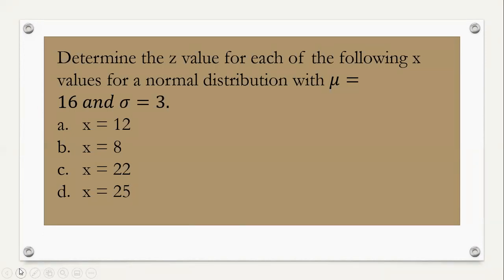Look at this one. Determine the z value for each of the following x values for a normal distribution with mu equals 16 and standard deviation 3. So remember the formula. We'll have 12 minus 16, that is negative 4, divided by 3. So the z-score for the first one is x minus mu, remember that, divided by 3, which is negative 4/3 or negative 1.33. So you can use fraction or decimals.